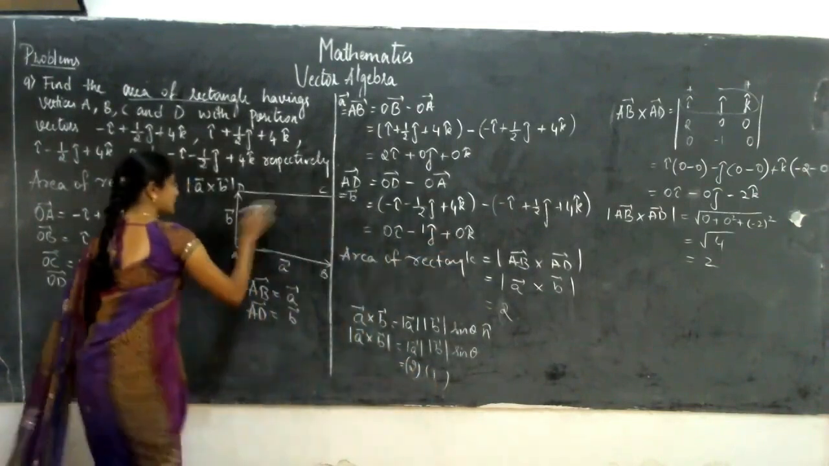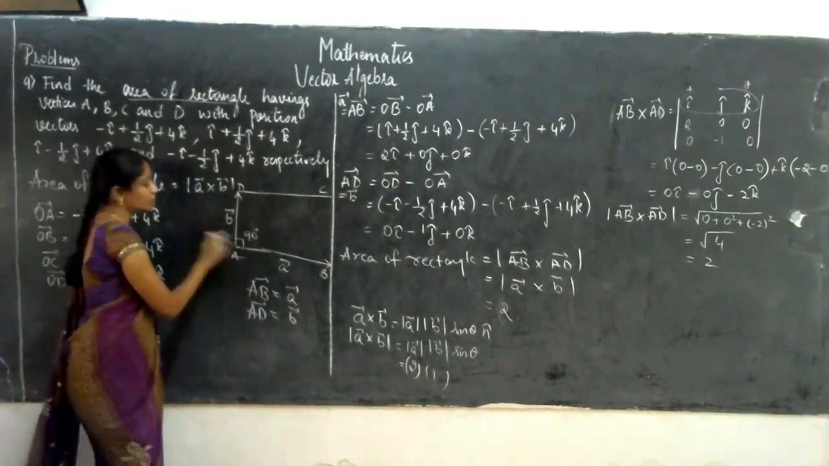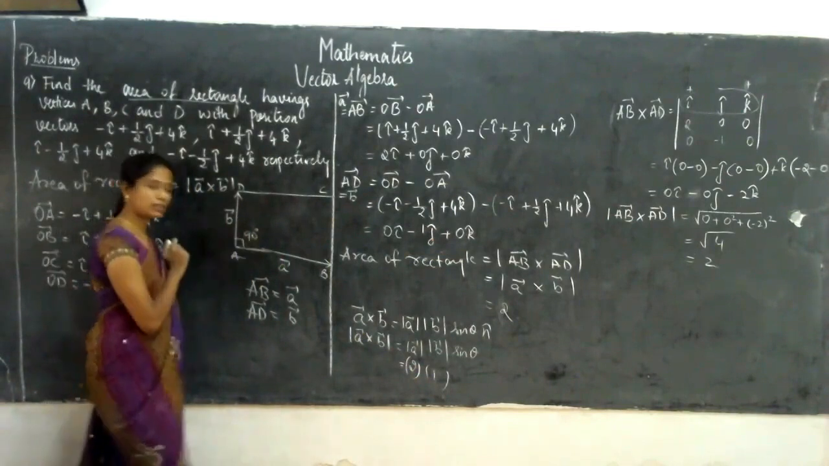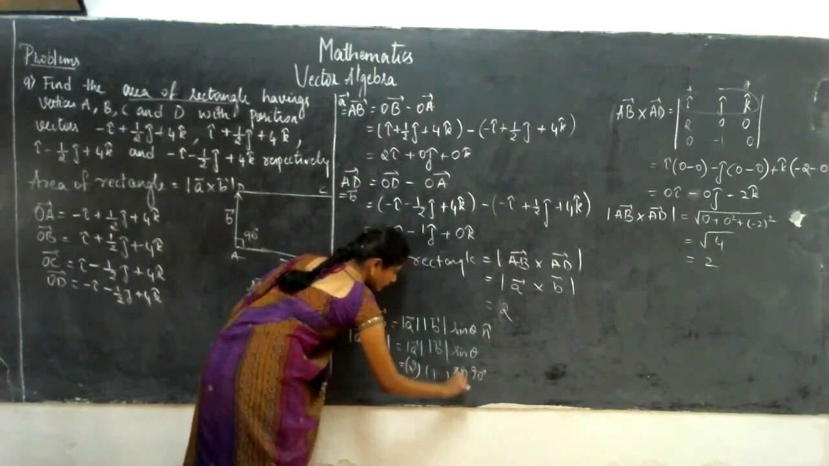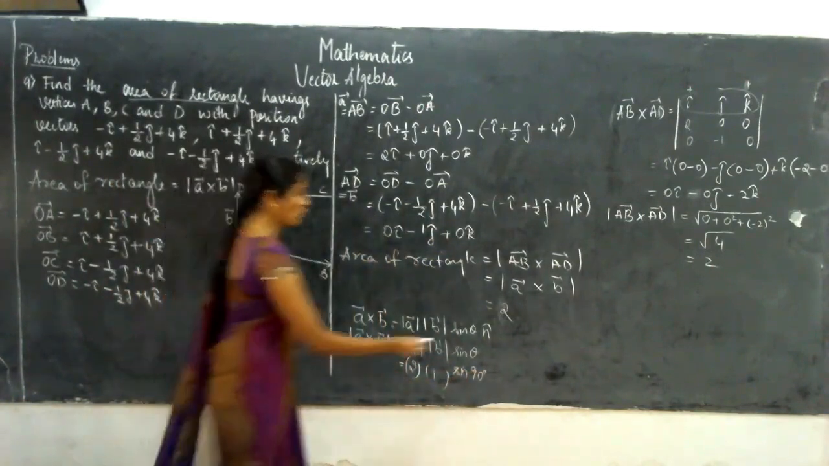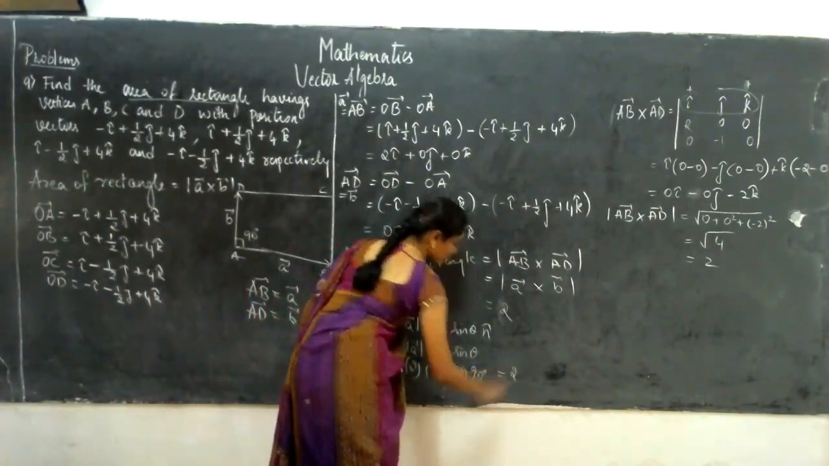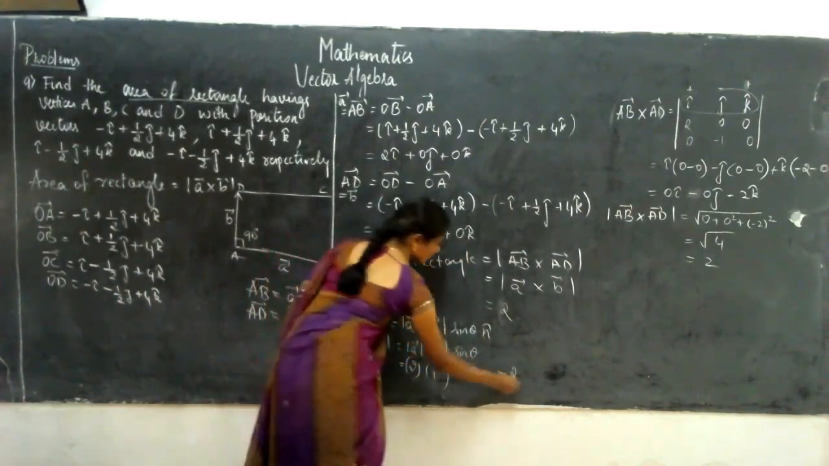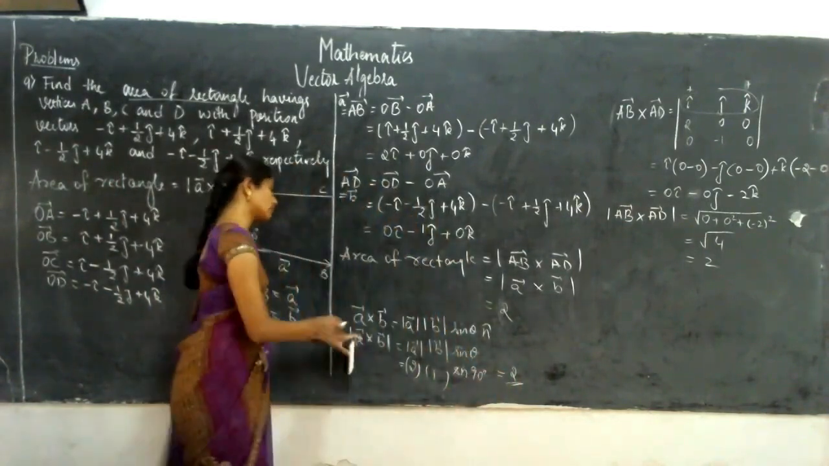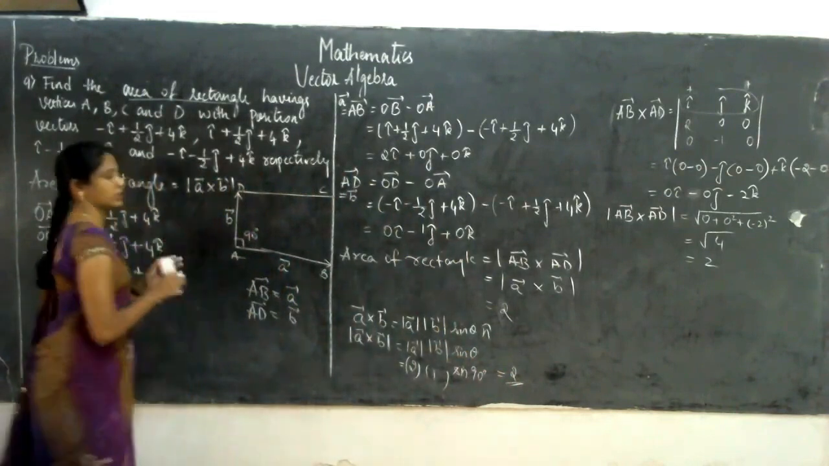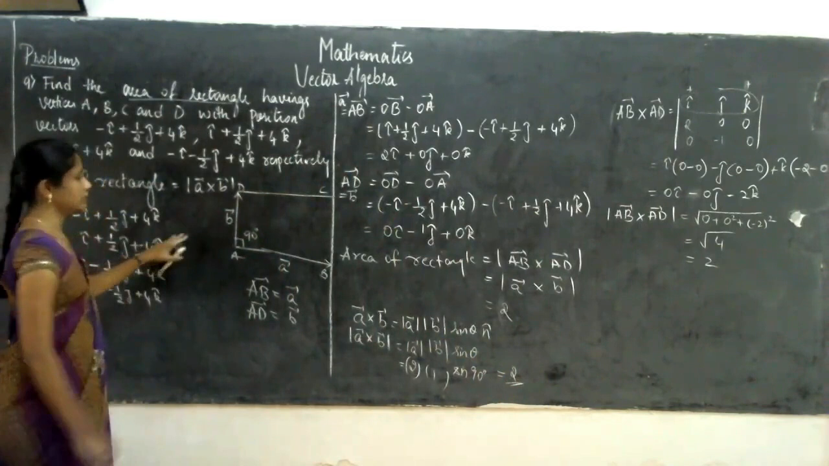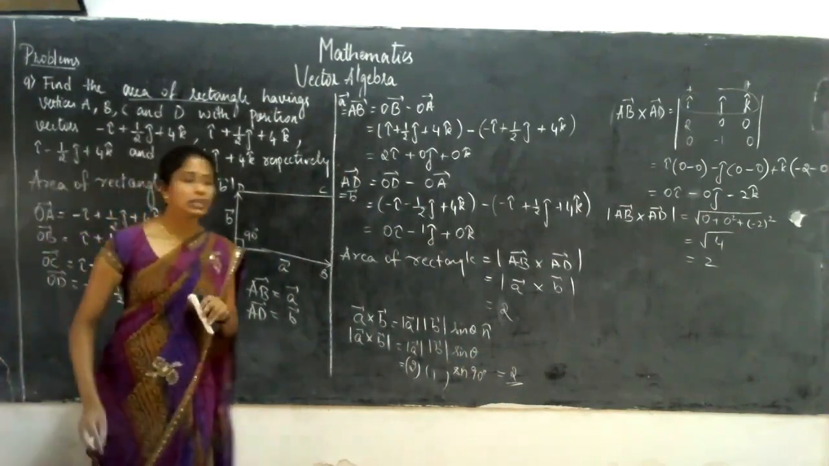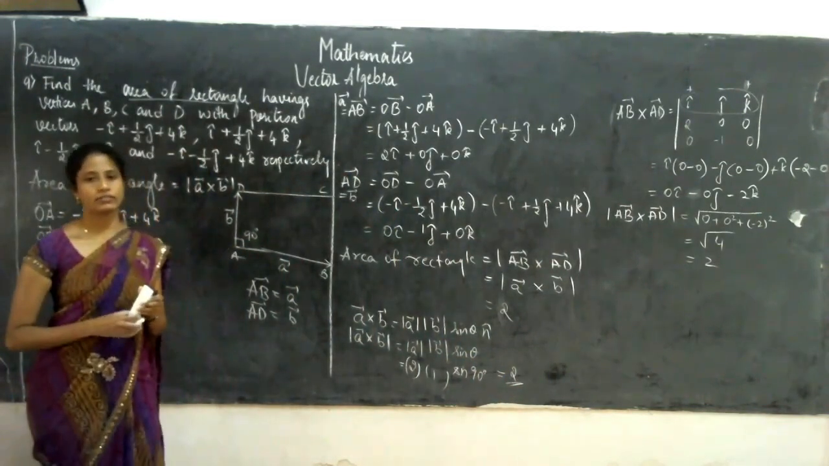Now, what is the angle here? The angle between the two adjacent sides is equal to 90 degrees. Here, you get sine 90. What is the value of sine 90? It is equal to 1. Therefore, this is equal to 2 into 1 into 1, which is again equal to 2. Either you can follow this method or the other method. As you already remember this formula, you can solve the problem using the formula itself.